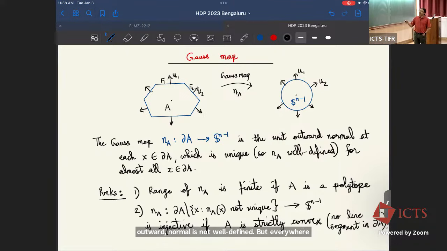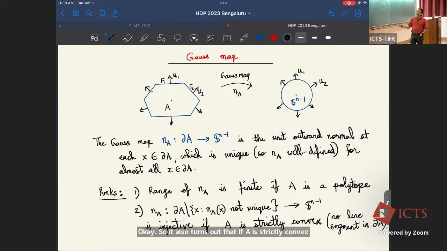In this case, you see that the range of the Gauss map is just this finite set of vectors. U1 is the outward normal to face one, U2 is the outward normal to face two, and so on. So the range of the Gauss map for a polytope is just a finite subset of the sphere.